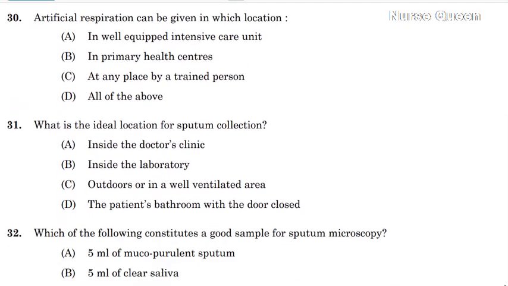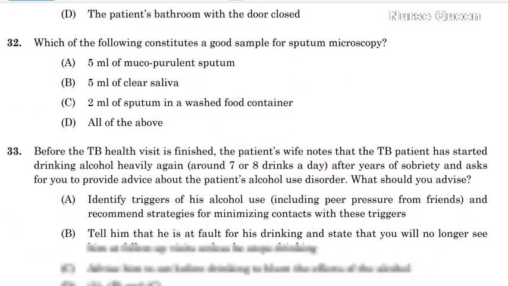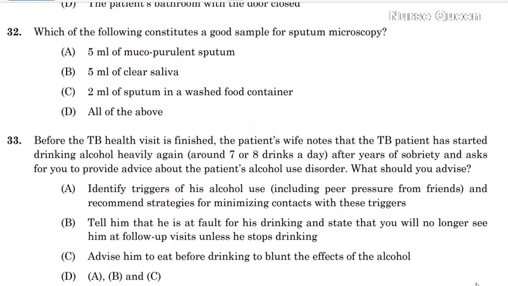Artificial respiration can be given in which location? All of the above. What is the ideal location for sputum collection? Outdoors or in a well ventilated area. Which of the following constitutes a good sample for sputum microscopy? 5 ml of mucopurulent sputum.